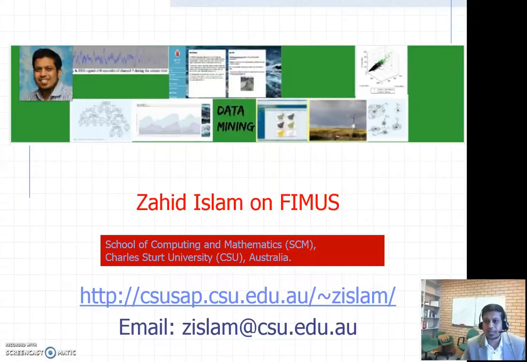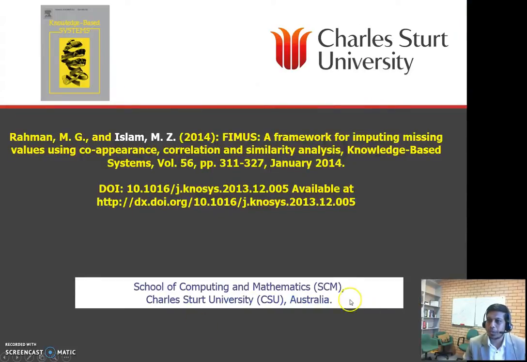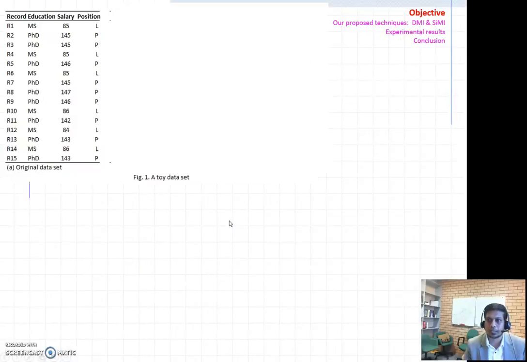My name is Zahid Islam and today I will be talking about a missing value imputation technique called FIMUS. We published this paper in 2014 in Knowledge-Based Systems and the paper is available online. So this is the URL.